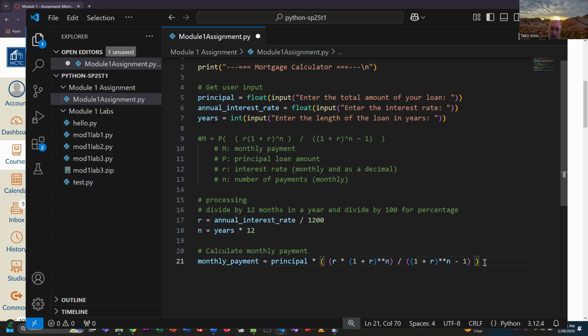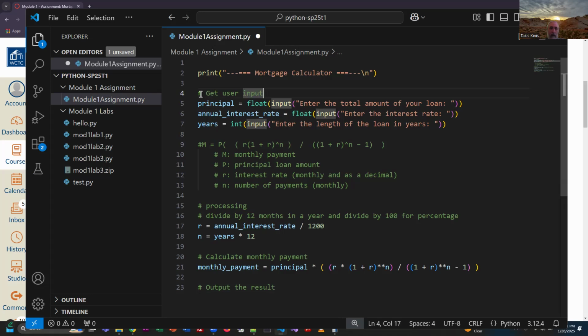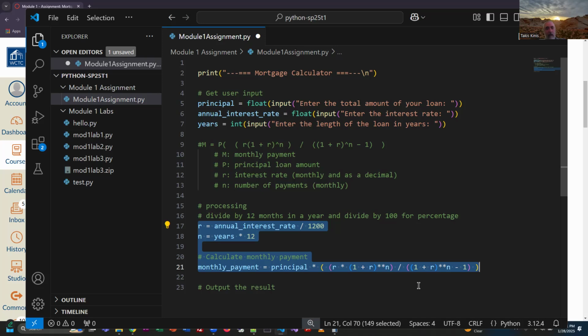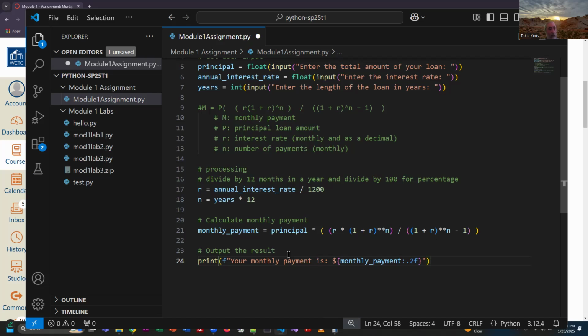Assuming that formula is correct, and I know it is because I tested it before, we go to the output. So we do input; these are our inputs. This is the processing, just a few equations. The user doesn't see this stuff. It happens in the background. And then we do the output. For the output, I followed the same format we did in lab number 3. I did a string interpolation with an F string, and the monthly payment is declared right inside the statement with a .2f to format it as money.